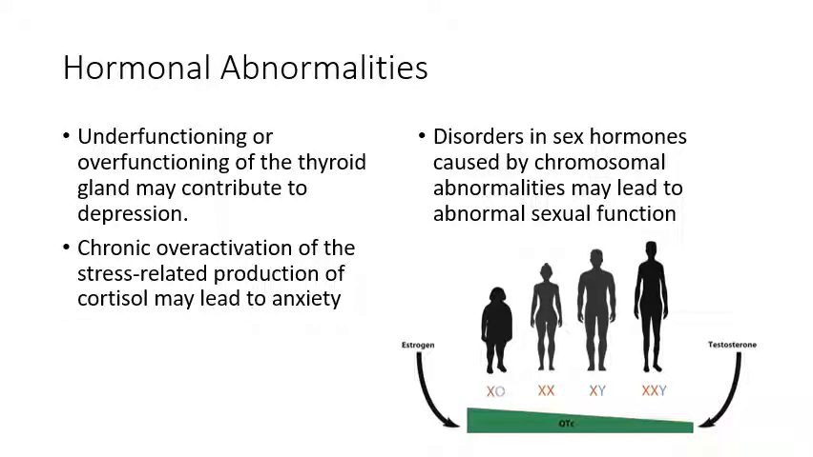Hormonal abnormalities, we have a thyroid gland, for example, that may contribute, and deficiencies in production of that thyroid hormone may contribute to depression. So very often if you go in for depression, they will test your thyroid. We know that if we have chronic overactivation of stress-related production of cortisol and glucocorticoids, we may have anxiety.